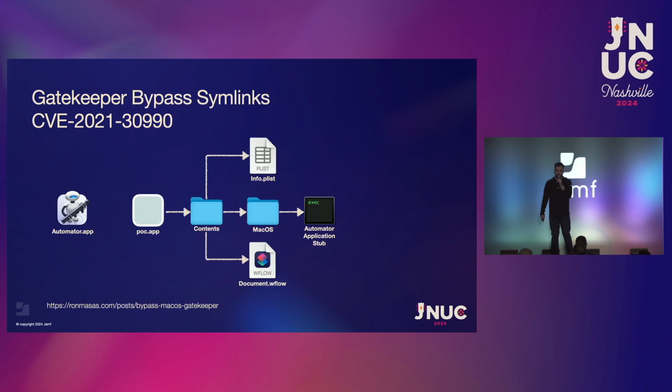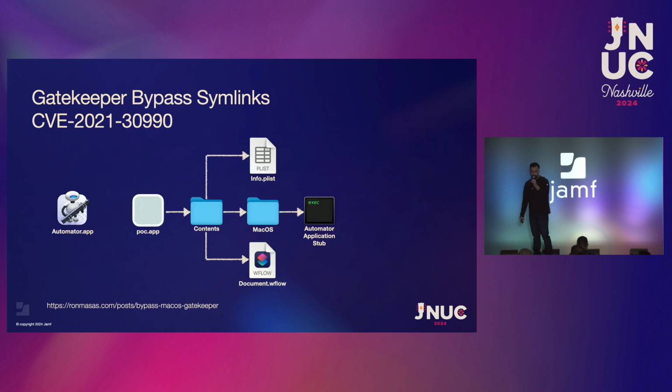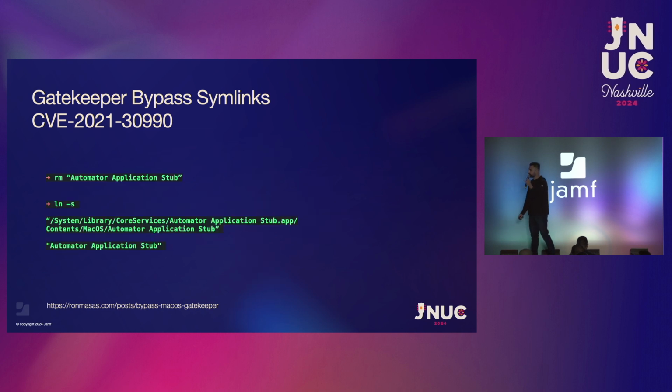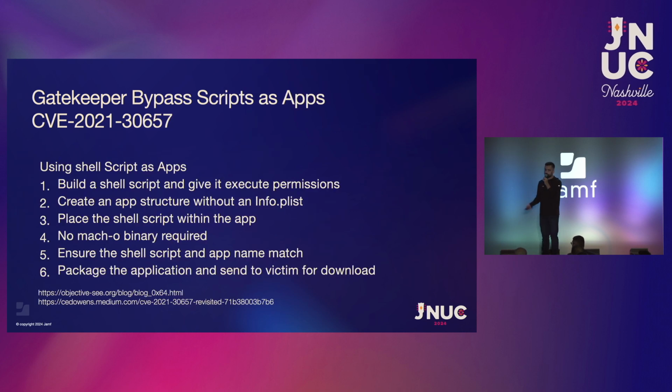We've seen Gatekeeper bypass through symlinks, where you open Automator, build an automation script, export that automation as an application, and you replace the stub binary that's located here with one that's under the system library CoreServices. So it just becomes a symlink. And then downloading that from the internet will bypass Gatekeeper.